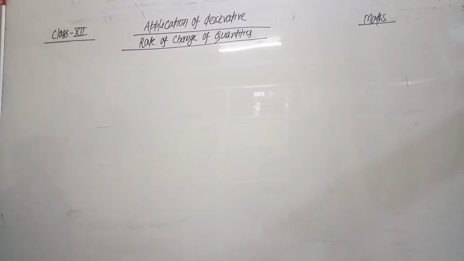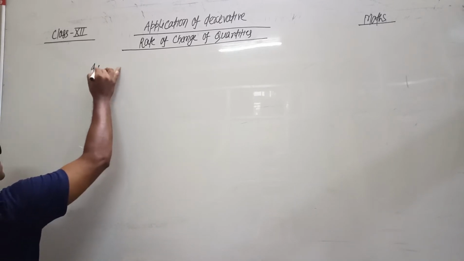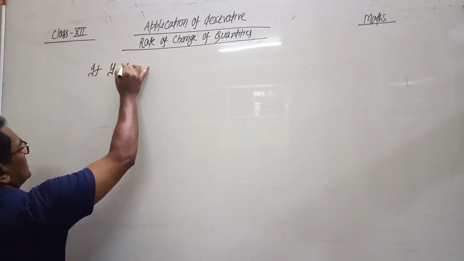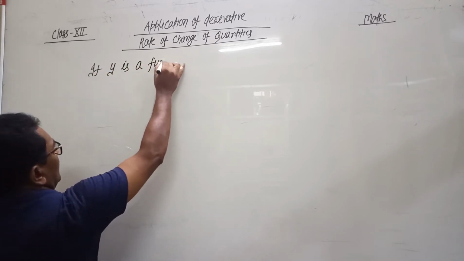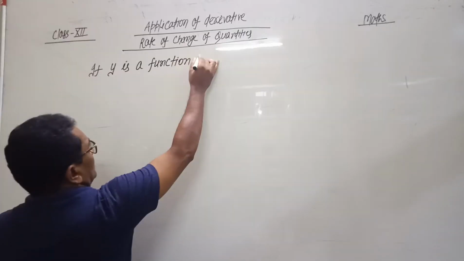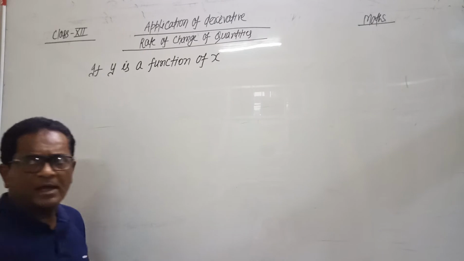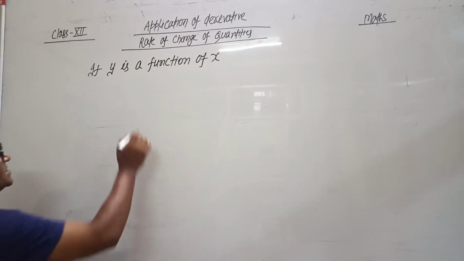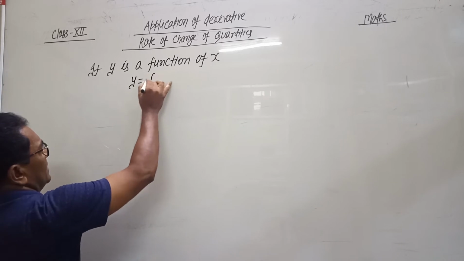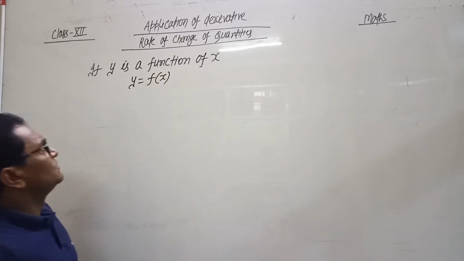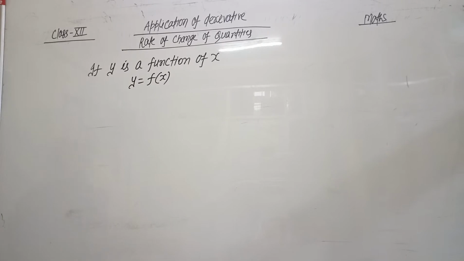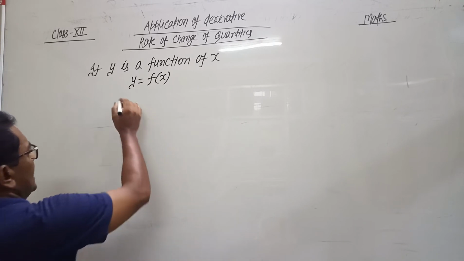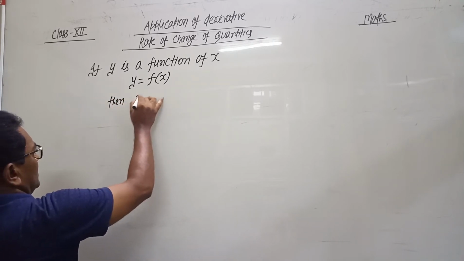सो अभी हम देखने जा रहे हैं एप्लीकेशन ऑफ डेरिवेटिव्स का फर्स्ट पार्ट है, and this is called rate of change of quantities. So if y is a function of x, y अगर x का फंक्शन है तो इसे मैथमेटिकली हम रिप्रेजेंट करते हैं y equals to f(x).